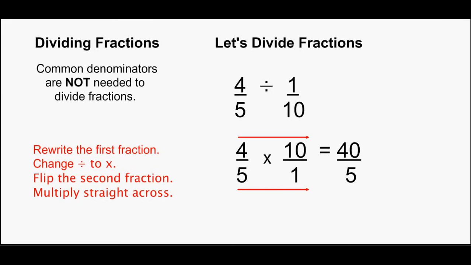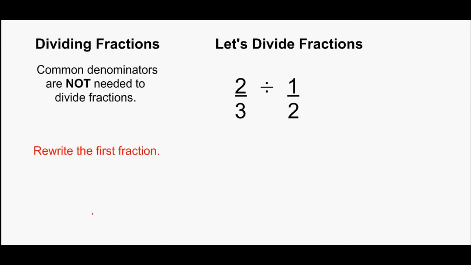4/5 divided by 1/10 becomes 4/5 times 10/1, which equals 40/5. Let's reduce it to 8.